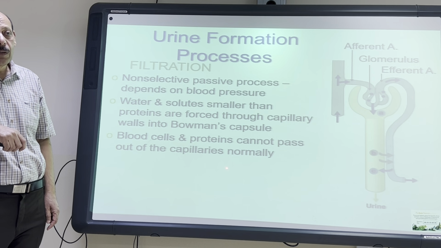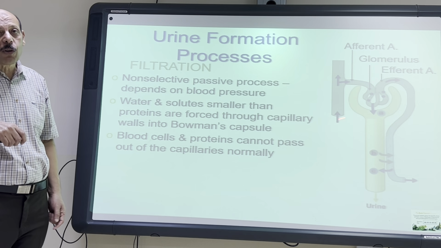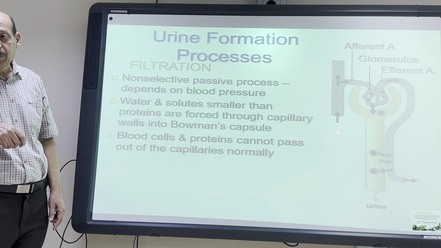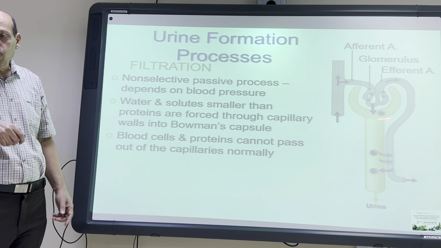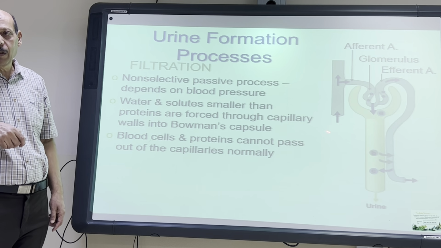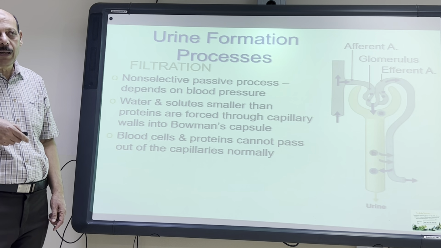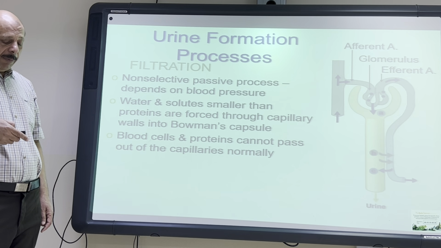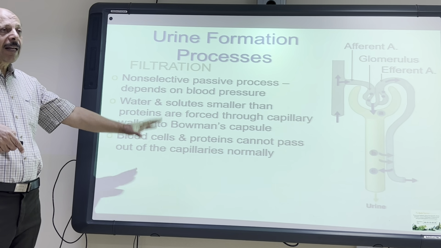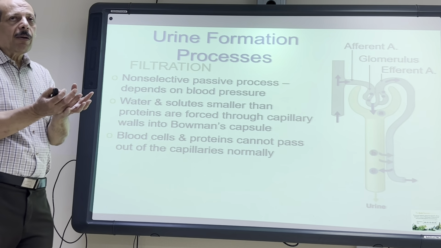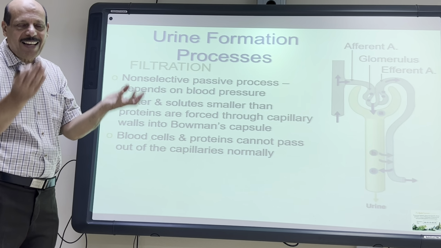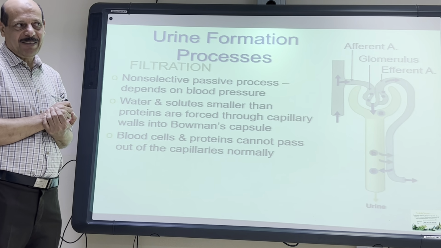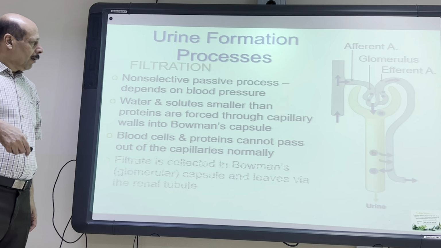So normally the blood cells will not pass out, though they can in case of some diseases. In case of cancer, sometimes you will find blood cells in the urine. But normally, the blood cells will be intact. They will be inside the blood vessel. They will not go out of the blood vessels.